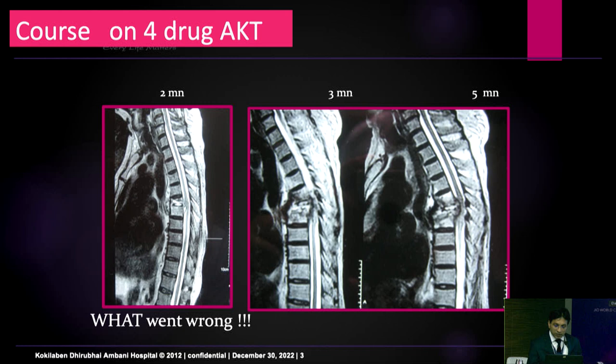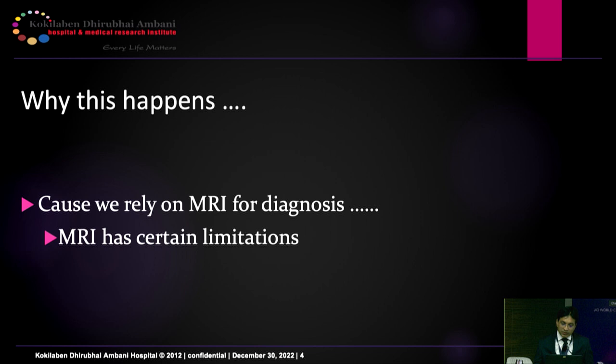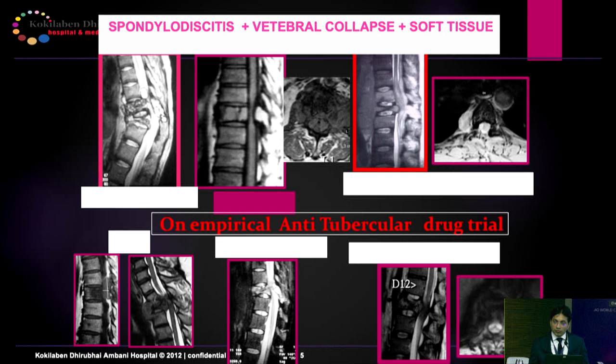So why this happens is, can we rely only on the MRI for diagnosis? So no, the MRI has certain limitations, particularly in spinal tuberculosis. These are a few cases where these patients were on empirical ATT, they had spondylodiscitis, vertebral collapse, soft tissue involvement, and on empirical ATT, they continued to worsen.